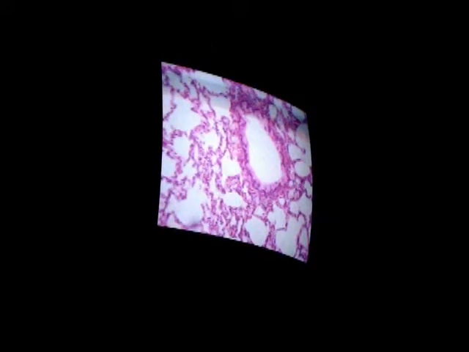Okay, so these are the alveoli. These are the bronchioles. All right, any questions on this slide? Okay, let's look at this one.